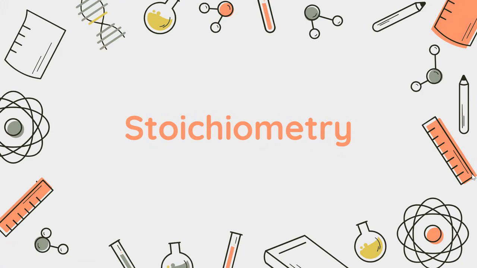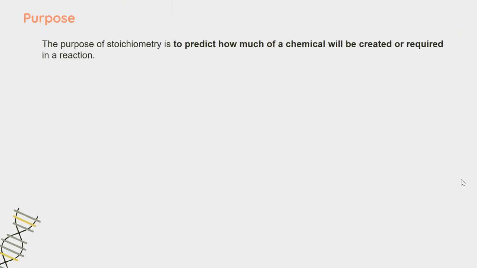In this video, I'm going to be covering the topic of stoichiometry. Now, stoichiometry is an extremely important skill for any chemist to use in the lab. The purpose of stoichiometry is to allow chemists to predict how much of a chemical will be created in a reaction, or even required to start the reaction to create a certain amount of product.